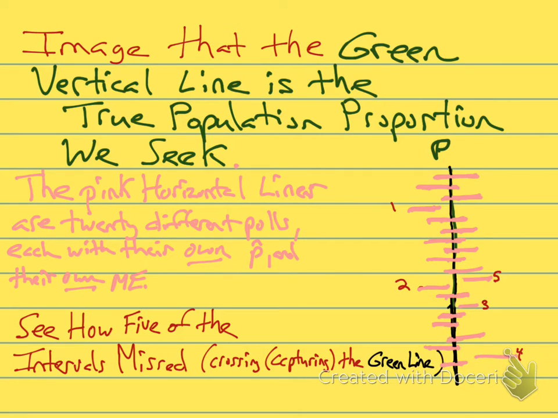Imagine that the green vertical line is the true population proportion that we're looking for. We go out and get a sample, and from that sample we get a sample proportion. Then we use our calculations to get the margin of error, and then we create that interval. Here are 20 intervals, 20 pink horizontal lines. Do you notice how I've numbered 5 of them that did not capture it? So that's why we say we are 95% confident.